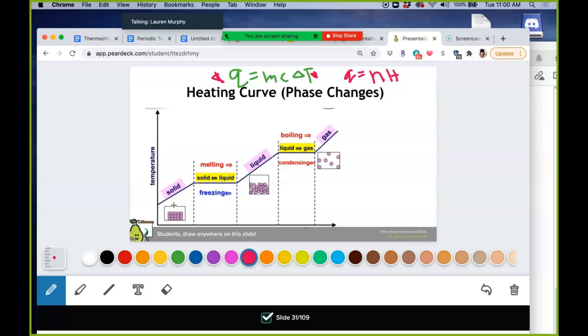MCΔT, where is temperature changing? Well, temperature is changing along the solid line, it's changing along the liquid line, and along the gas line, because this is temperature right here. So we're moving up, or you could be moving down. All of these lines would have MCΔT associated with them. So this is Q equals MCΔT right here, right here, and right here.